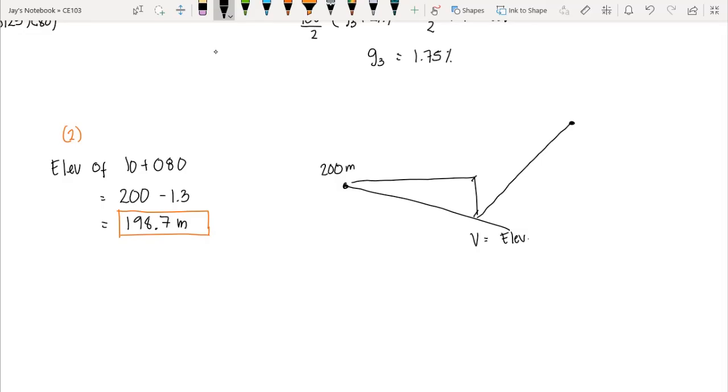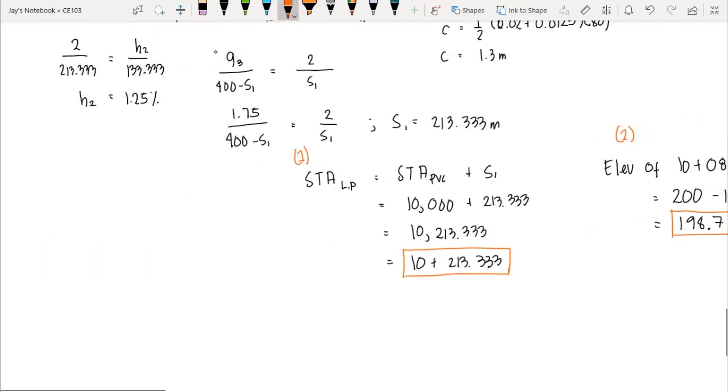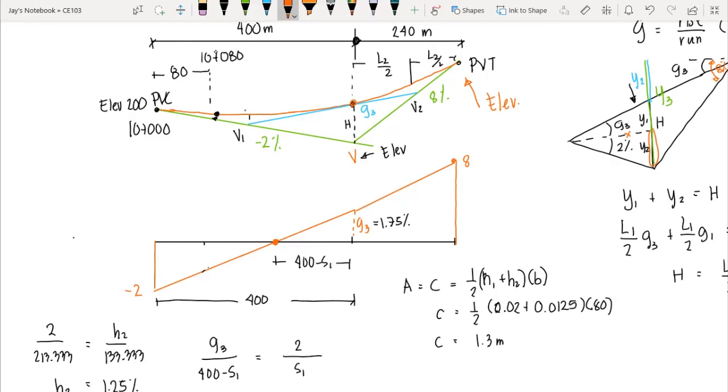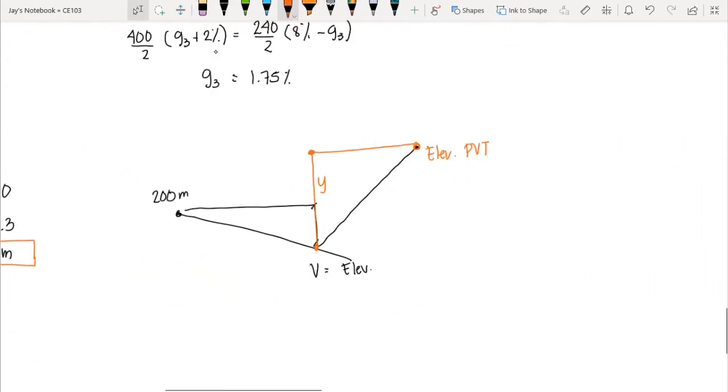Okay? And then we add this height from V upward. So if we have the elevation of vertex and then we add this Y here, which is the height from V to this point, we could compute the elevation of PVT. So that would be the easier approach. But you can also proceed to our grade diagram. So you can add and subtract the area so that you would have the difference in elevation between PVC and PVT. But in this case, I would prefer this approach here.